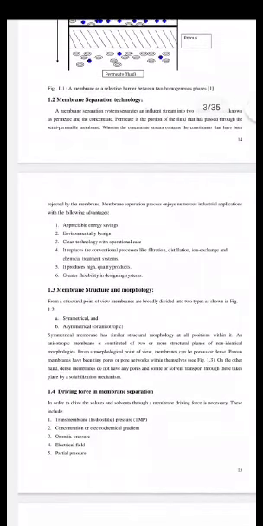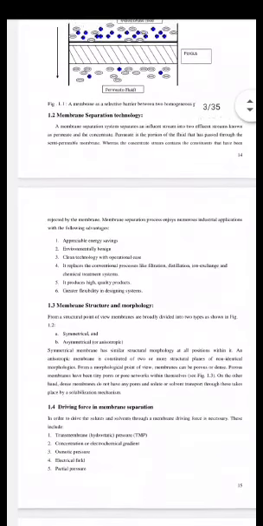As far as the membrane separation process is concerned, the membrane structure and morphology also play important roles. In fact, I would say the use of a membrane and the kind of membrane we are using will decide the quality of the process or separation.